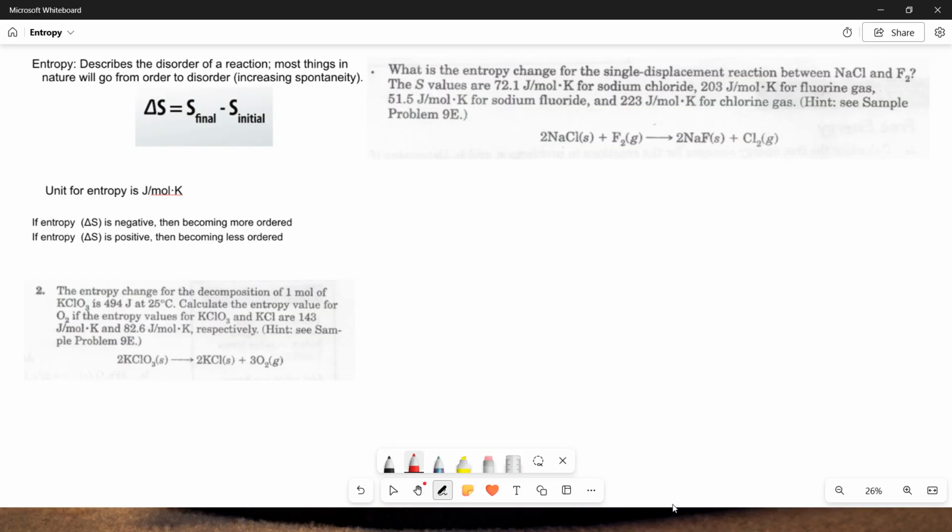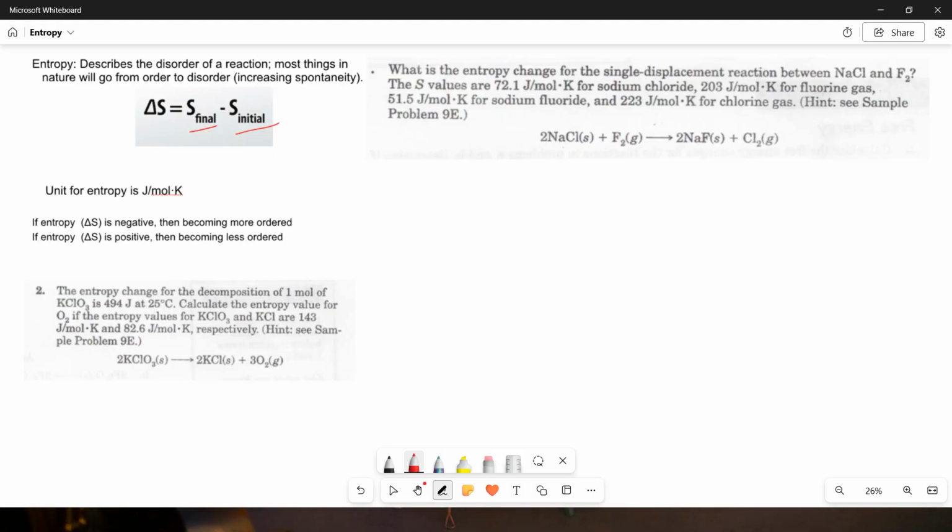Entropy describes the disorder of a reaction. Most things in nature go from an ordered state to a disordered state. And so to calculate entropy, it's going to be the final entropy minus the initial entropy. Again, there are going to be values in your index or in your chapter under thermodynamics for different substances in different states and their entropy value. They are different than your enthalpy value, so be very careful you're in the right column for the right substance in the right state. Basically, when we measure entropy, it's going to be in joules per mole K.